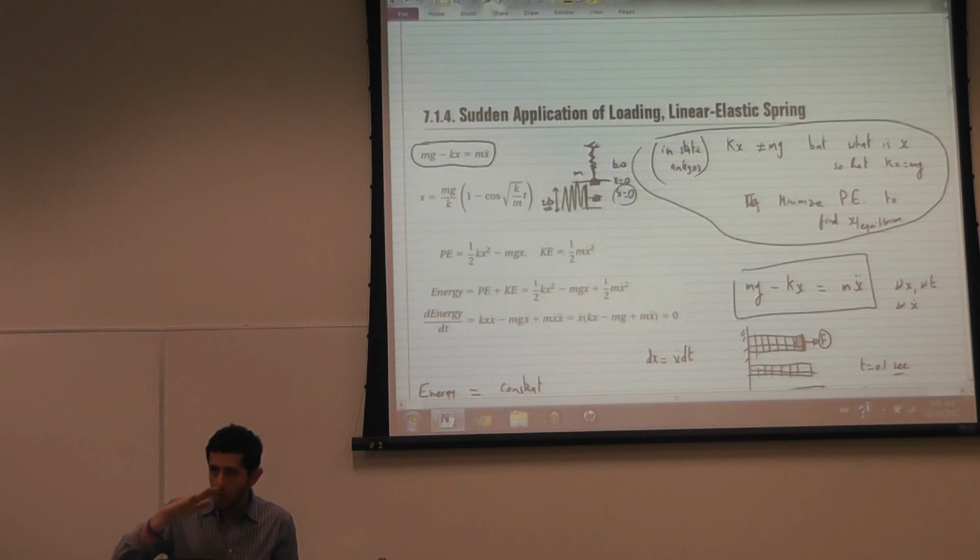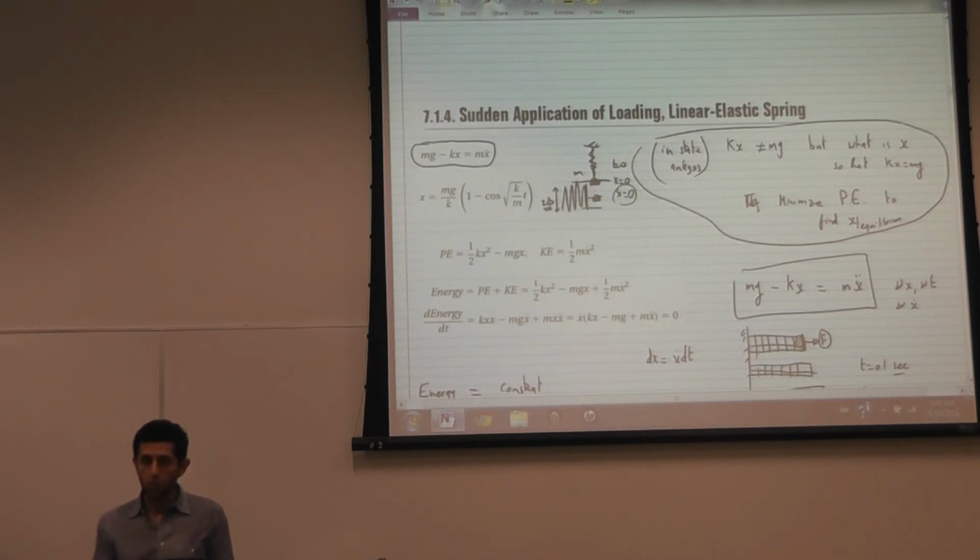Because as long as everything is linear too, we're assuming that the stiffness is linear.